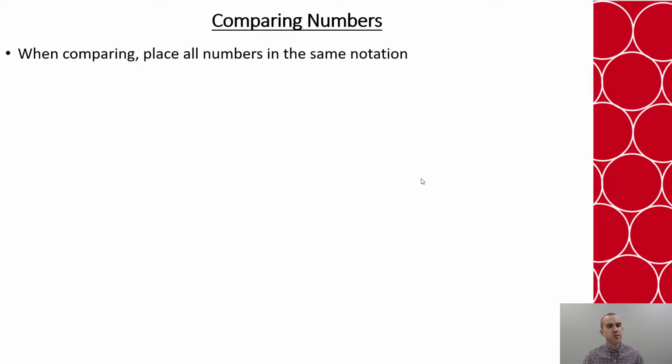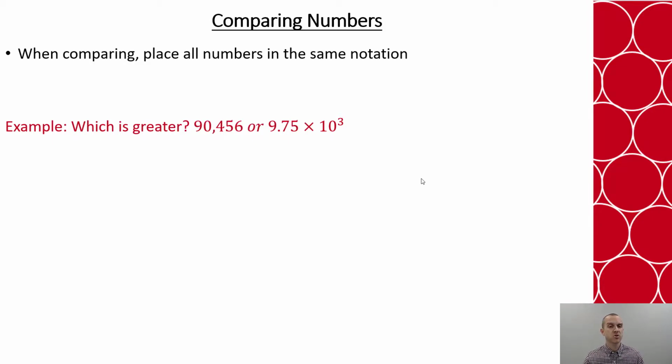Now say we need to compare numbers, and some are in one notation and some are in another notation. If you're going to do that, just change both to the same notation, whether that's scientific or decimal. For example, I want to say which is greater, 90,456 or 9 and 7500ths times 10 to the 3rd.